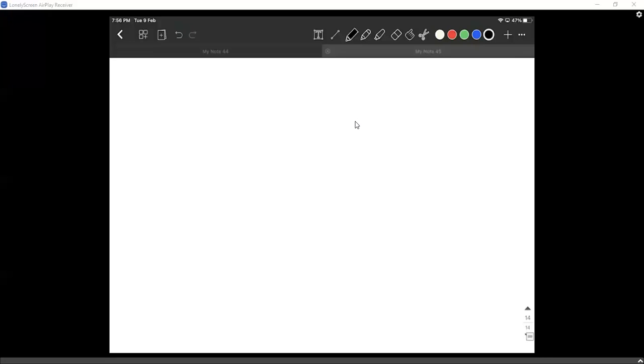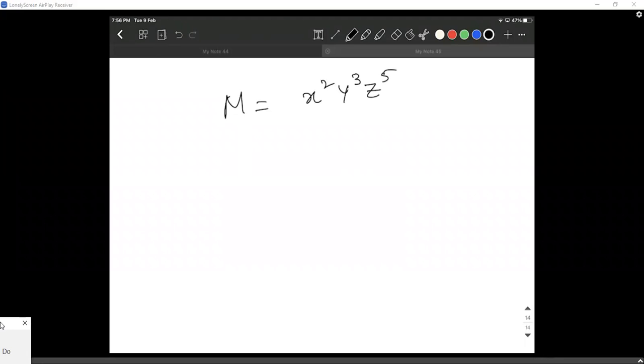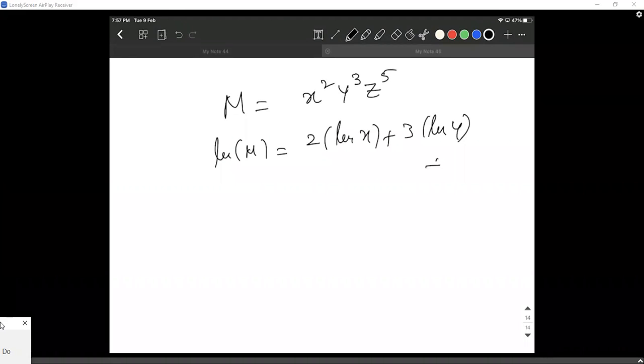Let's take a random physical quantity called m equals x square y cube z power 5. We can write this as log m equals 2 log x plus 3 log y plus 5 log z. I hope you all know these operations with the logarithms. If you don't know these operations, please let me know right now. Yes, you all know this thing.